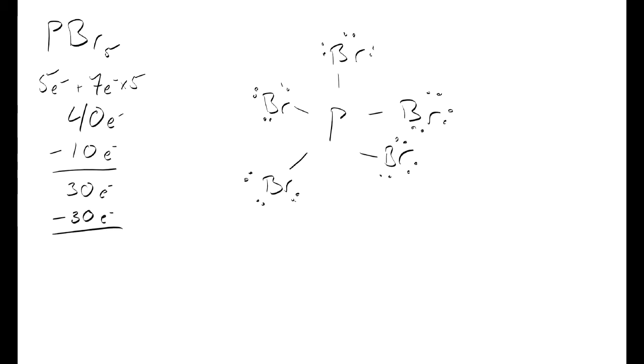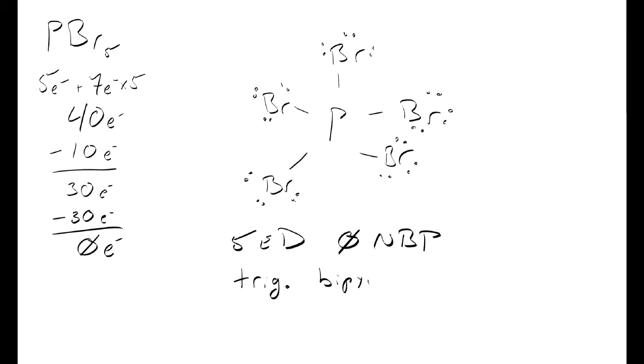So phosphorus is in the 3rd row, so it has those unused d orbitals, so it can have more than 8 electrons, so that's not a problem. This gives us 5 electron domains, 0 non-bonding pairs. This means that it has a trigonal bipyramidal electron domain geometry and a trigonal bipyramidal molecular geometry. And it is fully nonpolar, nicely symmetrical. The structure is kind of like this. The two poles cancel each other out, and the triangle in the middle cancels each other out.